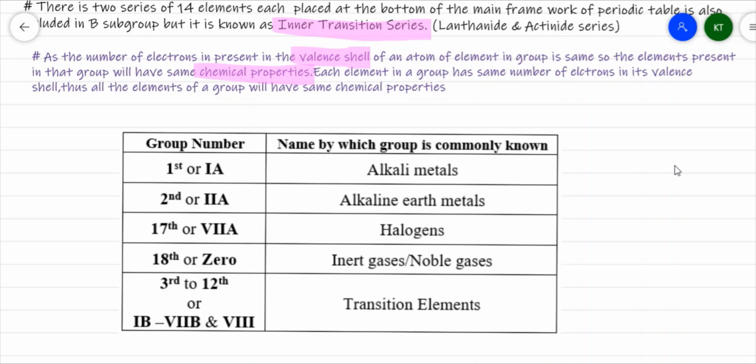Now, we have some specific names given. In a previous video we also discussed these things. Group first or first A elements, we call alkali metals. Group second or second A elements, we call alkaline earth metals. Group 17 or 7A elements, we call halogens. The 18th or zero group elements, we call inert gases or noble gases. Then the elements from 3rd to 12th, or 1st B to 7th B inclusive of the 8th group, form the transition elements.